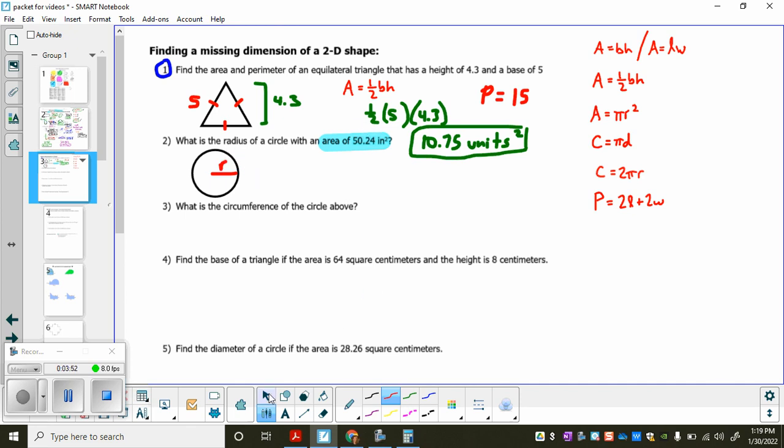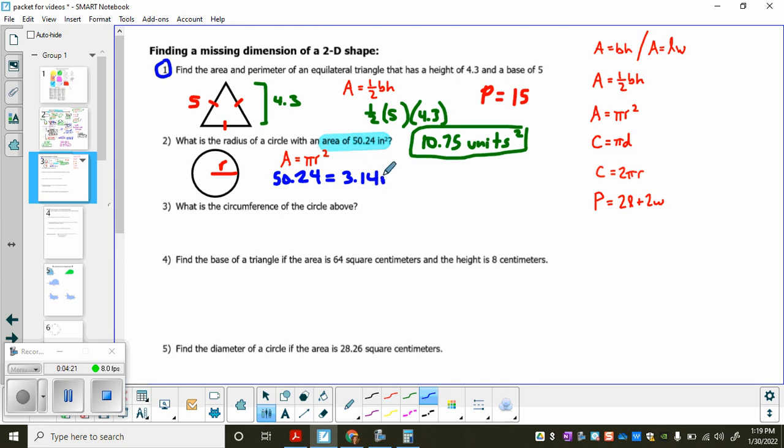Now we know the formula for the area of a circle is pi r squared. And we're going to be using now the skills that we learned in Unit 4, solving equations, to find this missing radius. All right, now we know the area is a 50.24. So I'm actually going to set the equation equal to 50.24. I know pi is 3.14.